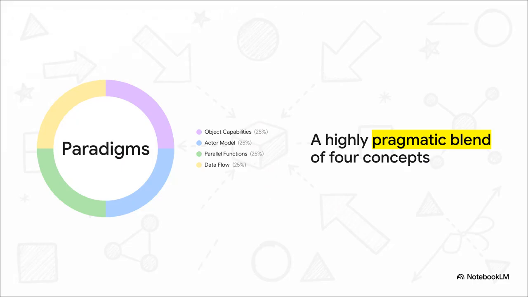Moving beyond just pet peeves, the language is also a merge of paradigms. Listen, Merg-E does not try to be some academically pure implementation of any single computer science theory. Instead, it's a really pragmatic blend of 4 concepts: object capabilities for least authority security, the actor model for persistent state execution, parallel functions for ephemeral scheduled tasks, and key aspects of data flow languages.